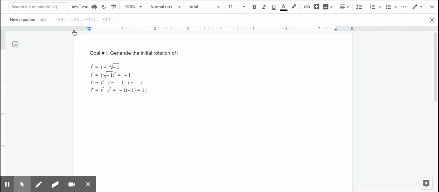Using this initial rotation, we're going to generate i to any power, but it's super important that you can generate this list from almost nothing. So review this video as much as you need to, but this is super important.